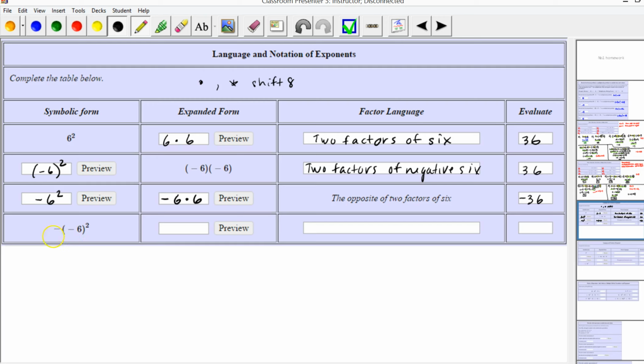And finally, we have the opposite of -6 squared. So we'll have an opposite sign, and then -6 times -6. Okay, so we can write the opposite of 2 factors of -6. Okay. So notice this would just be the opposite of this expression up here. Okay, so -6 times -6 is +36, and its opposite is -36.